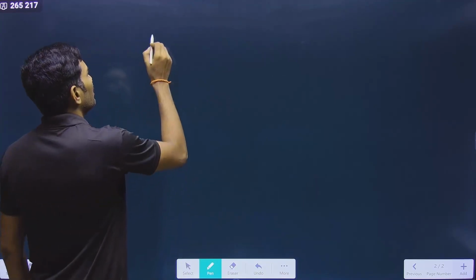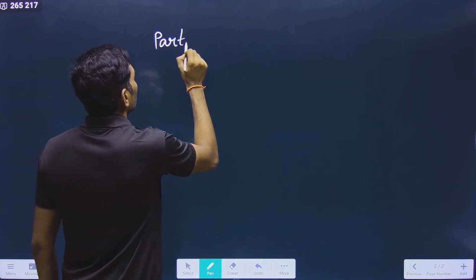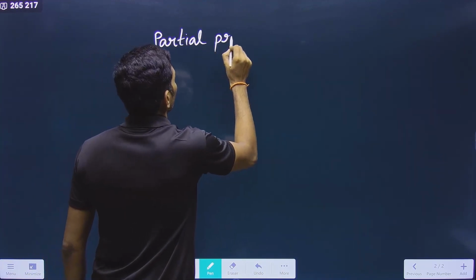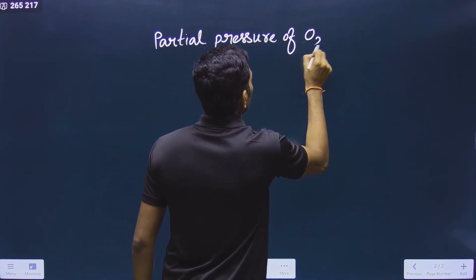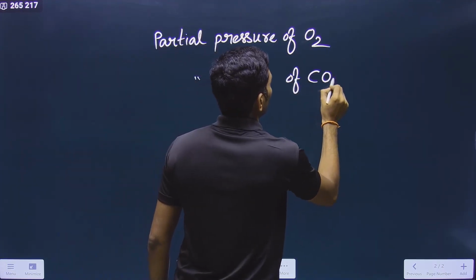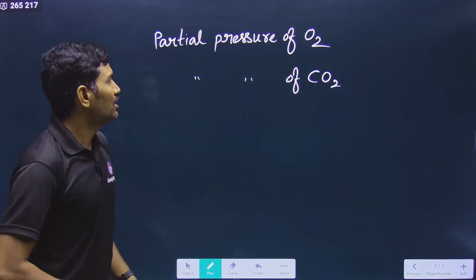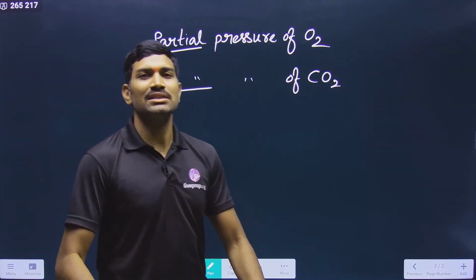What is the term? Instead of saying the pressure of oxygen, we are talking about partial pressure of oxygen. In the same way, partial pressure of carbon dioxide. In this way we are writing. So why are we talking about partial pressure? What actually is this partial pressure?